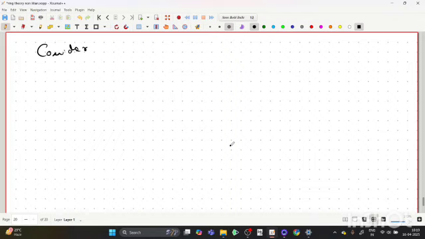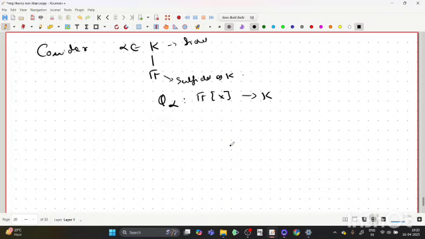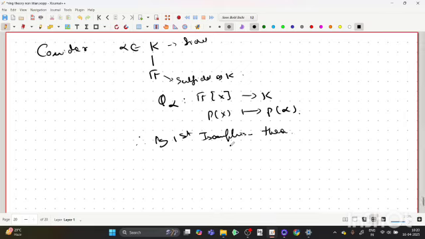Okay. Consider some element alpha in K which contains F. So K is a field, F is a subfield of K. Consider the map phi alpha from F[x] to K, where we map a polynomial to its evaluation under alpha. But then, by the first isomorphism theorem, what should we get? That is, F[x] divided by the kernel of phi alpha should be isomorphic to F[alpha].